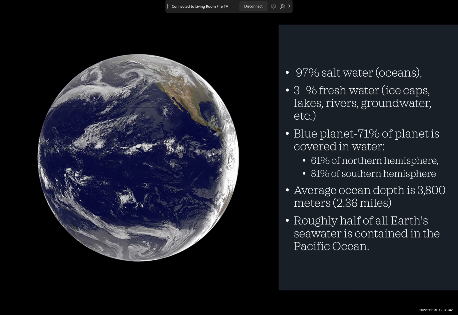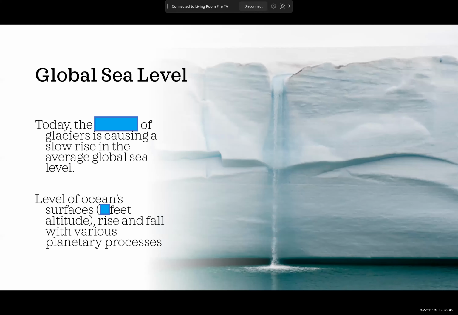So global sea level. Okay, here's our Al Gore comments. Today, what do we think of glaciers is causing a slow rise in the average global sea level? Melting. All right, so we have our glaciers melting. He showed those scary pictures of glaciers crashing off and the polar bears drowning, and it's awful. We don't want all that to happen. A little bit of glaciers falling apart is normal. That's going to happen eventually. But the rate, right? That was the concern. So it is causing a rise in global sea level.